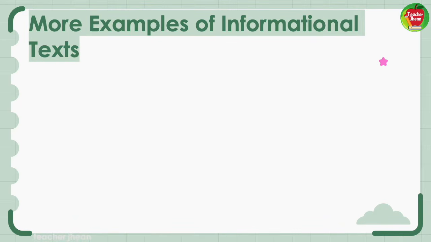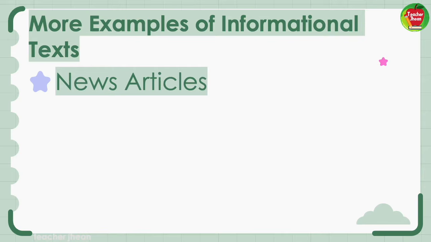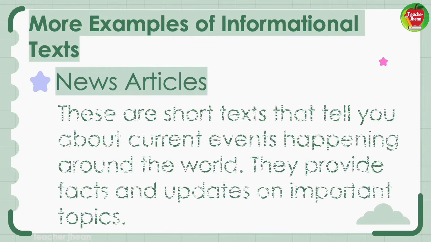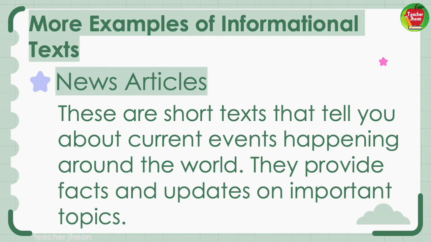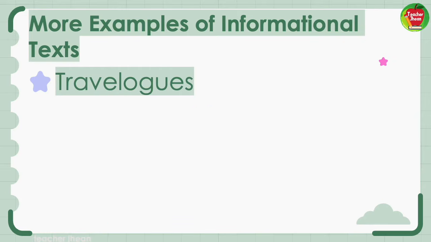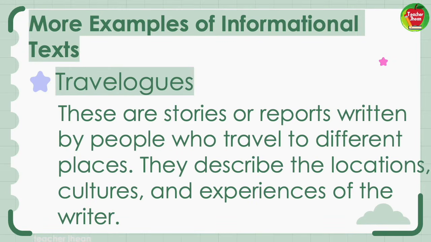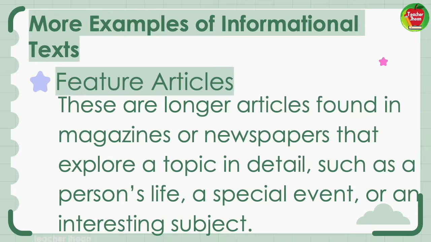For more examples of informational text, like news articles, these are short texts that tell you about current events happening around the world. They provide facts and updates on important topics. While the travel logs, these are stories or reports written by people who travel to different places. They describe the locations, cultures, and experiences of the writer. While the feature articles, these are longer articles found in magazines or newspapers that explore a topic in detail, such as a person's life, a special event, or an interesting subject.